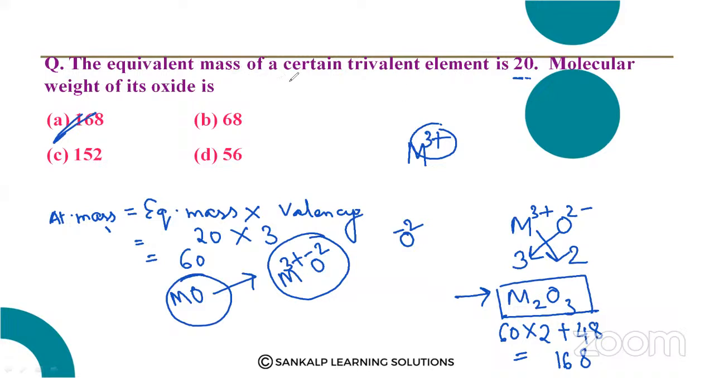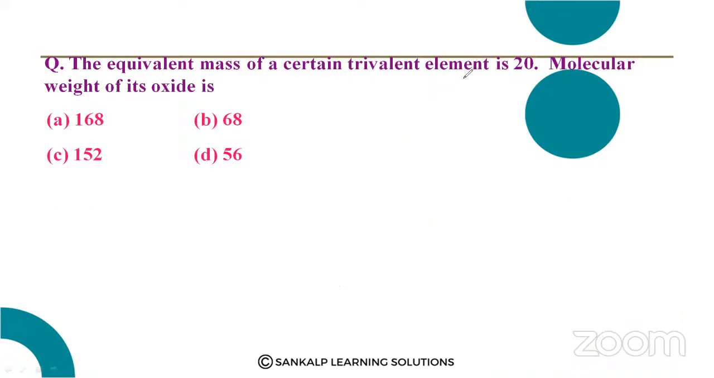Whenever equivalent mass is given, you have to find its atomic mass. How will we find atomic mass? By multiplying the equivalent mass by its valency. And then you are going to find out the molecular mass. So we'll go for the next question.